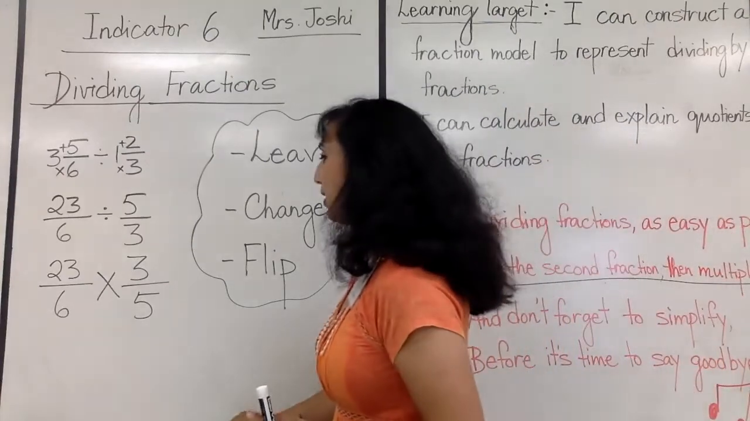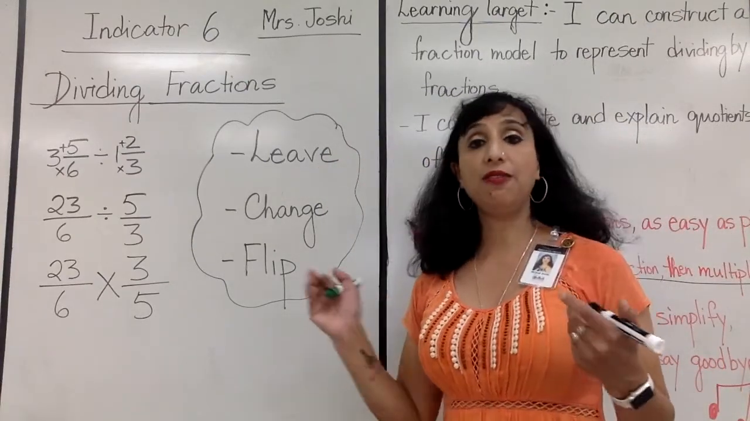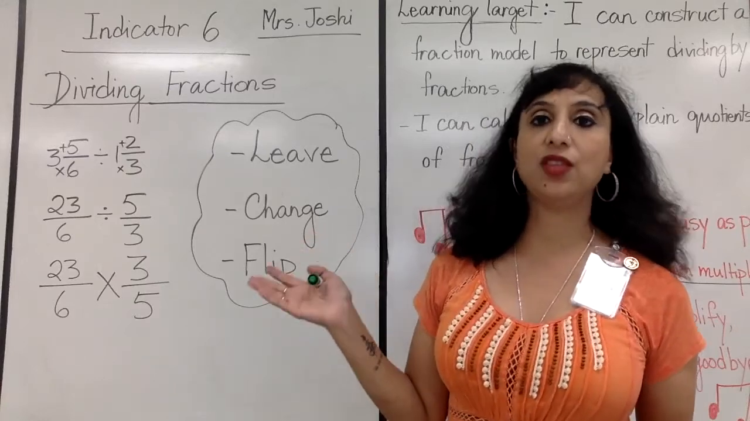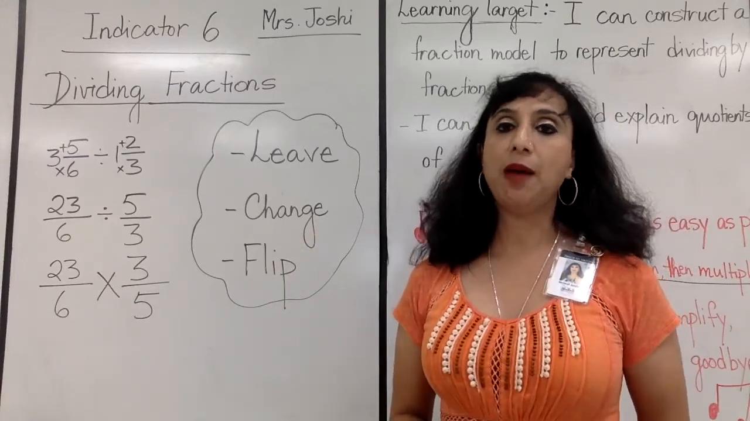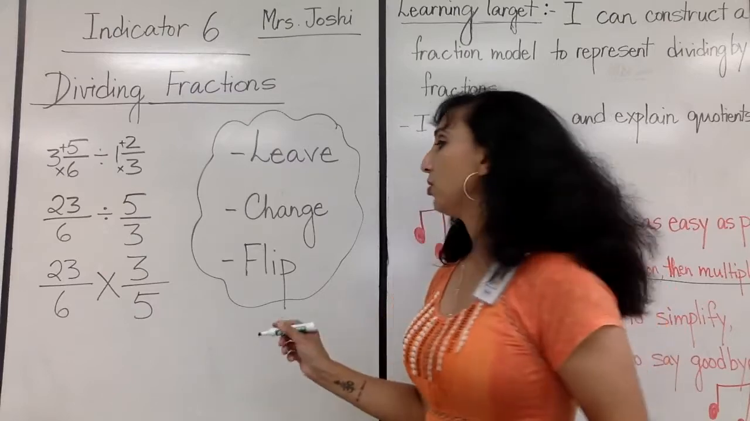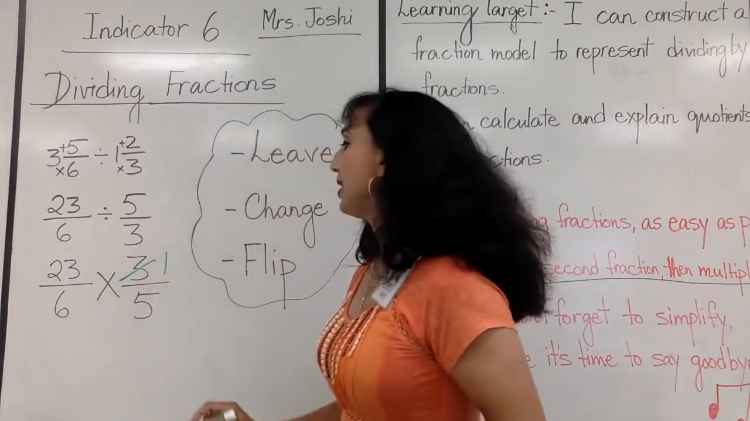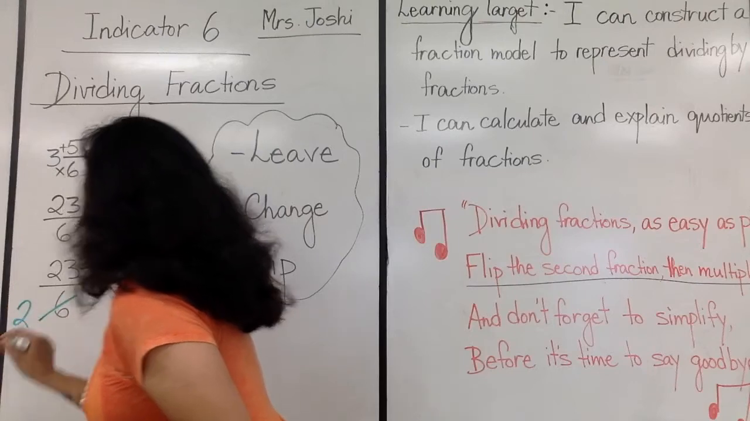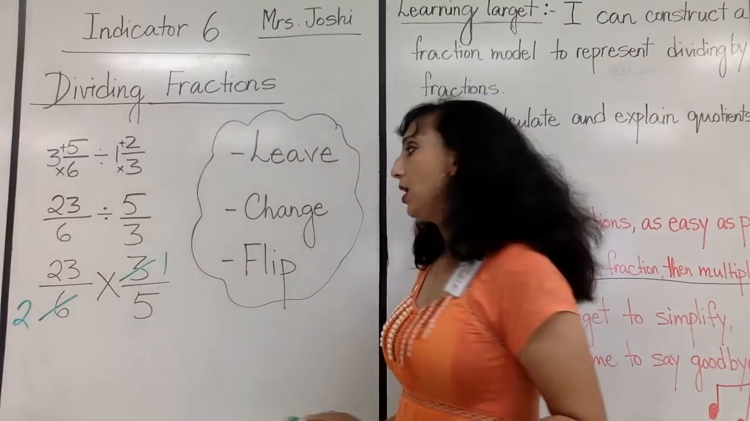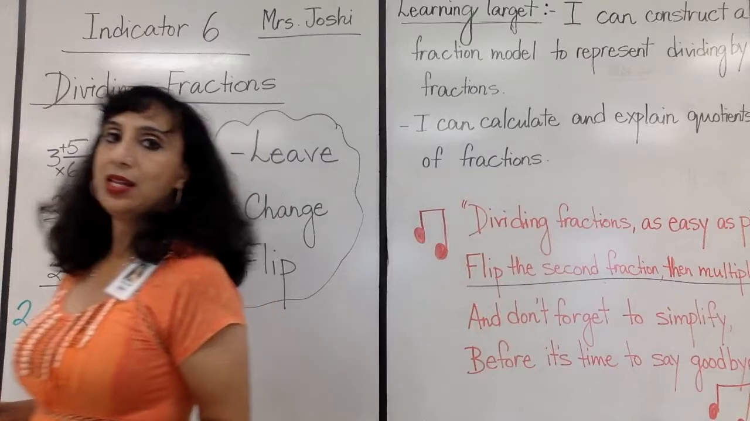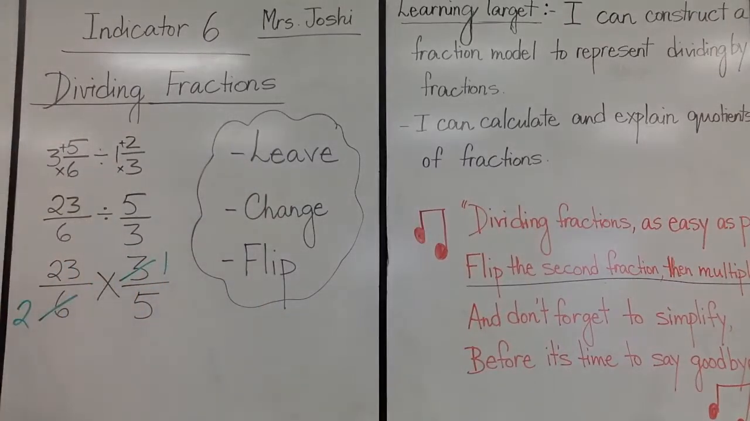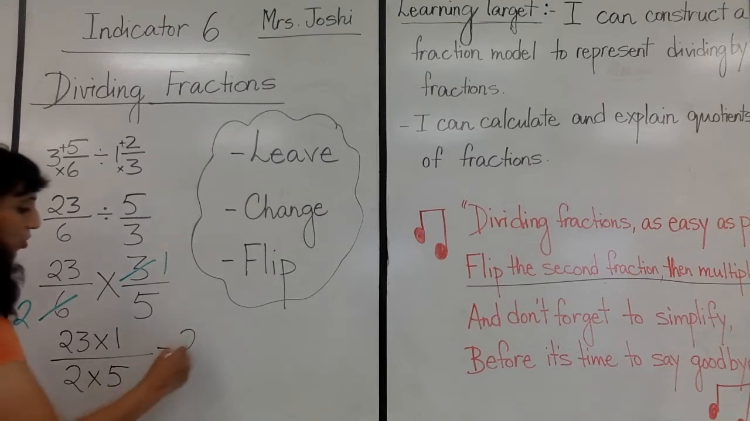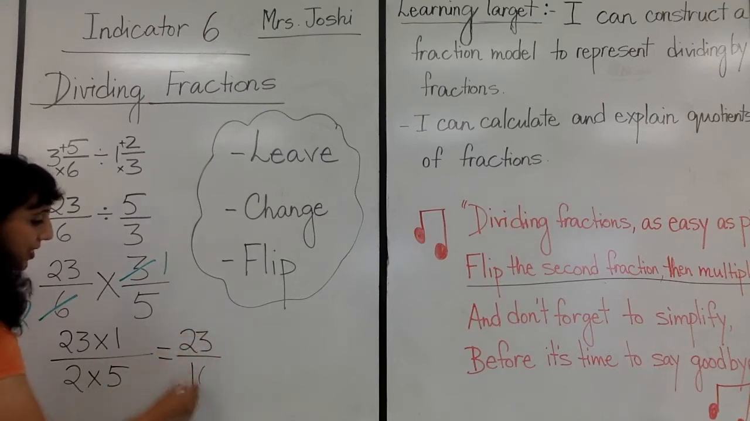All right, so now let's simplify. Anything from numerator to denominator? Yes, I can see 3, I can see 6. They are both divisible by 3. 3 divided by 3 is 1. 6 divided by 3 is 2. Okay, so now I don't see anything else with a common factor. So I am going to do 23 times 1 over 2 times 5. And I get 23 over 10.